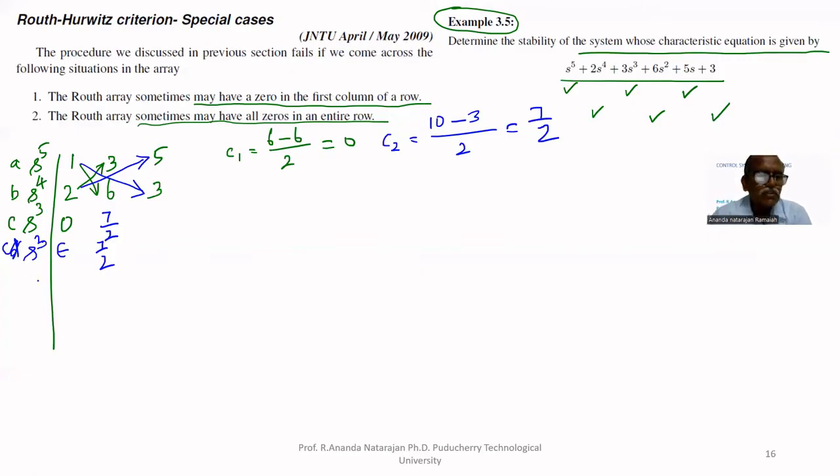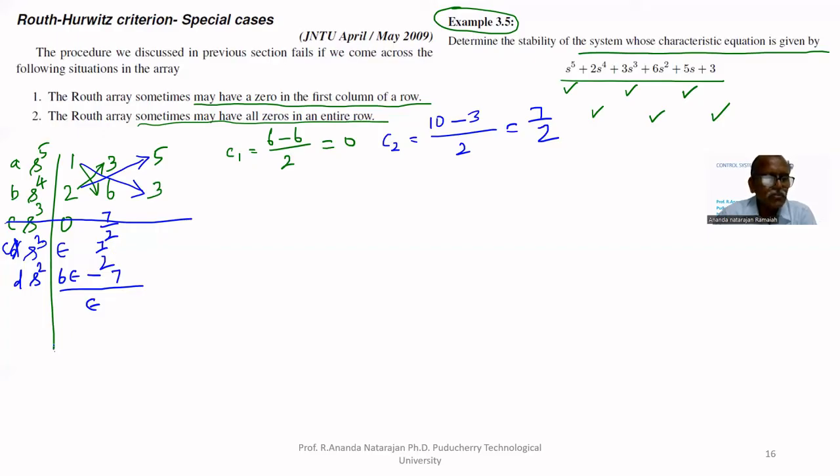Now, what is the D row? That is the S square row. Here, epsilon multiplied by 6 minus 2 multiplied by 7 by 2, divided by epsilon. That is 6 epsilon minus 7 divided by epsilon. So S square has no further elements.